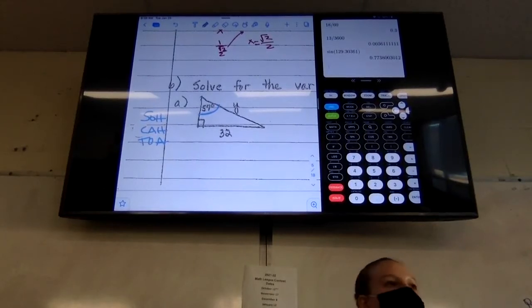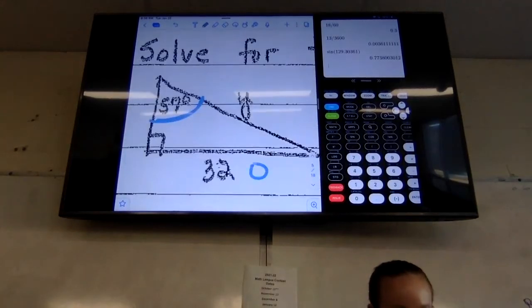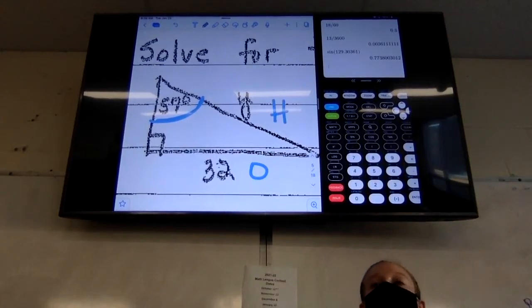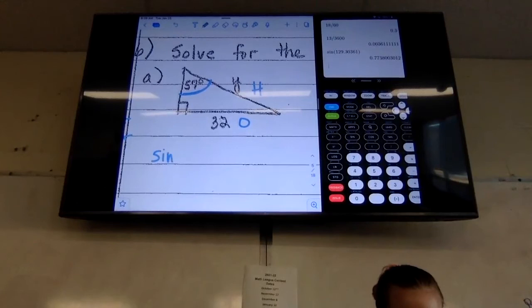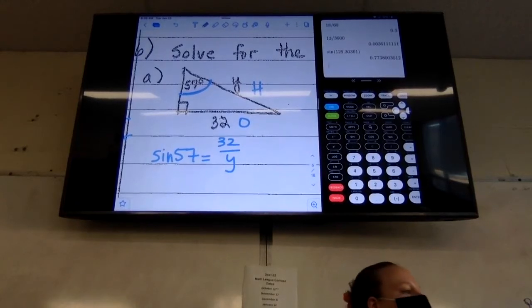So if 57 is the degree, if that's my point of view, what sides are given to me? What do we call 32? Opposite. And then what do I call y? Hypotenuse, good. And which trig function is that? Sine. SOH. So I'm going to do sine of my angle 57 equals opposite, which is 32, divided by hypotenuse, which is y.